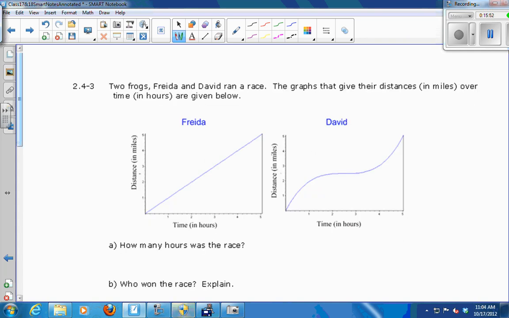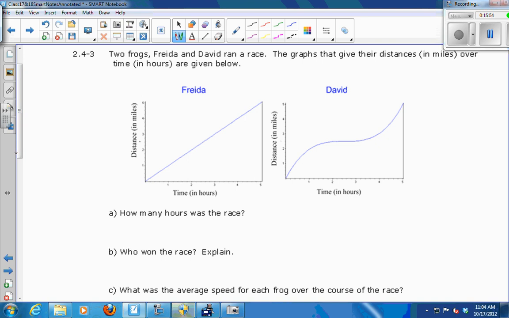Okay, so we have two frogs, Frida and David, running a race. These graphs give their distance over time. So this is how far they've traveled at various times. So I want you to discuss in your groups. Try to come up with the answers to these questions I've asked you about Frida and David's races.